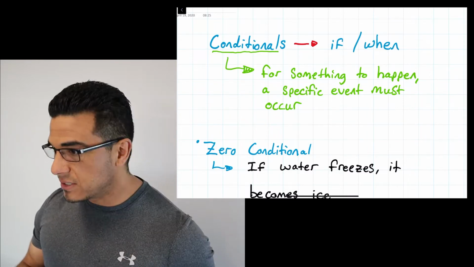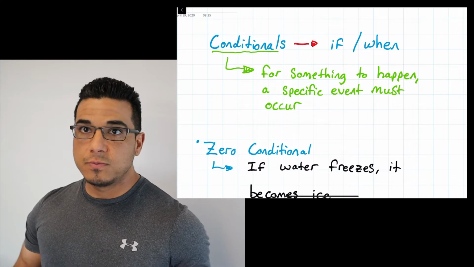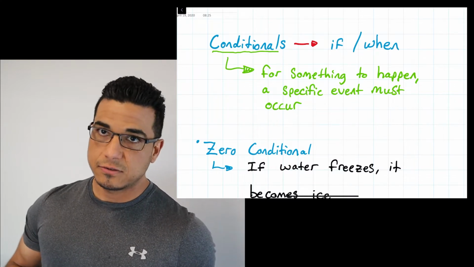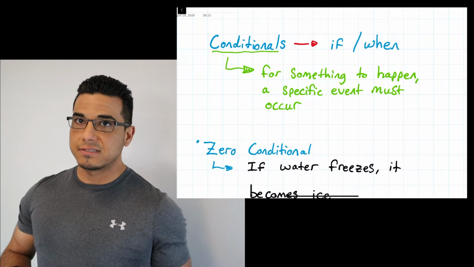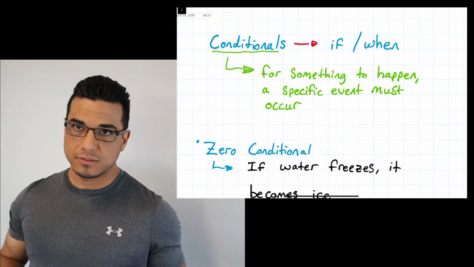So as a quick example, for me to be happy, I need to exercise. So my happiness in that example is dependent on exercise, right?